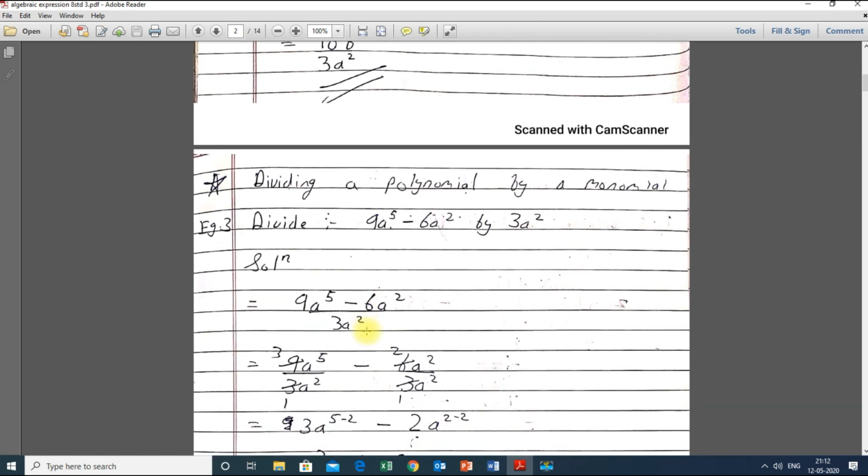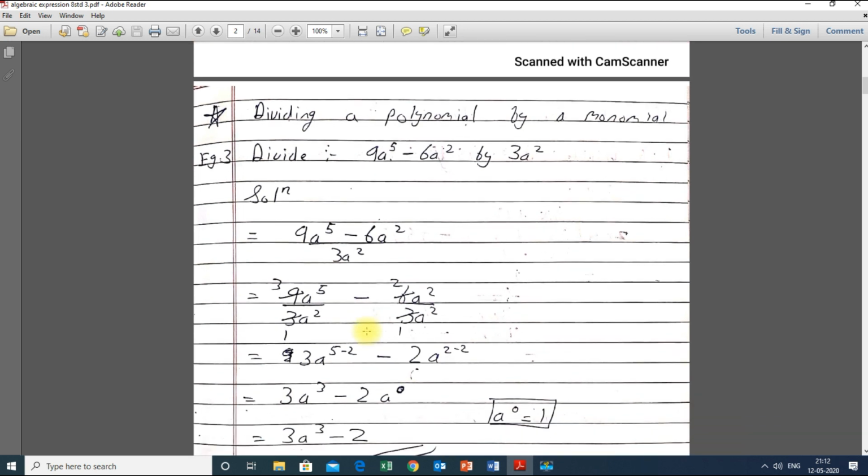Now we are learning about dividing a polynomial by a monomial. So polynomial means what? If there are two or more than two terms, at that time I can say it is a polynomial. So over here you can see that it is a polynomial, that is 9 a raised to 5 minus 6 a raised to 2 divided by 3 a raised to 2. So I wrote 9 a raised to 5 minus 6 a raised to 2 upon 3 a raised to 2.